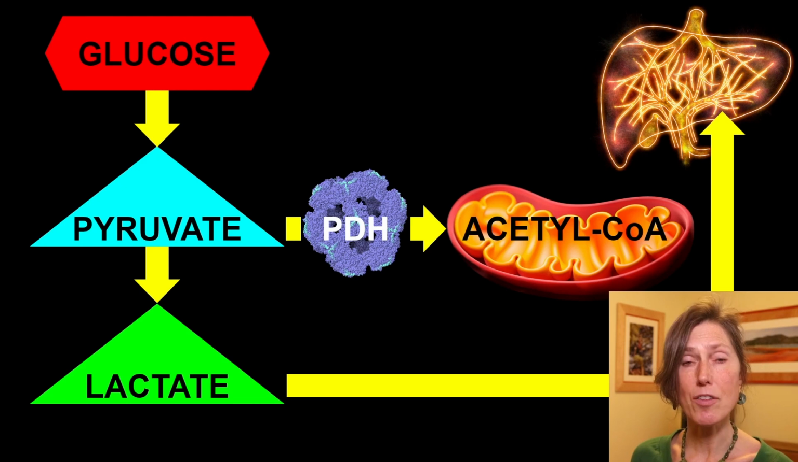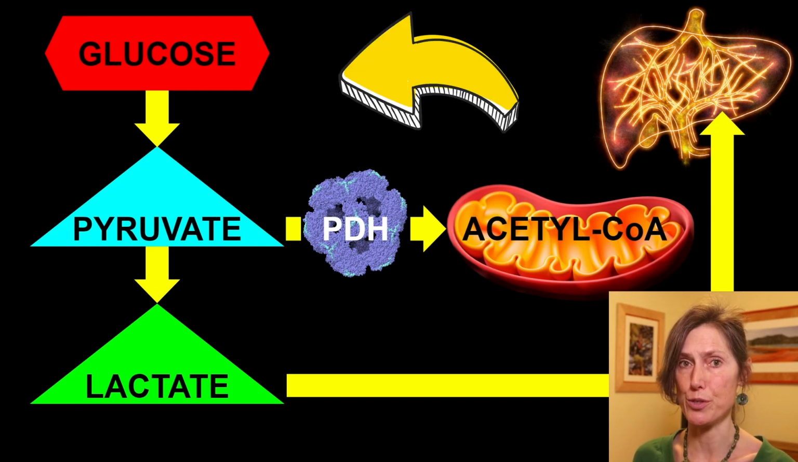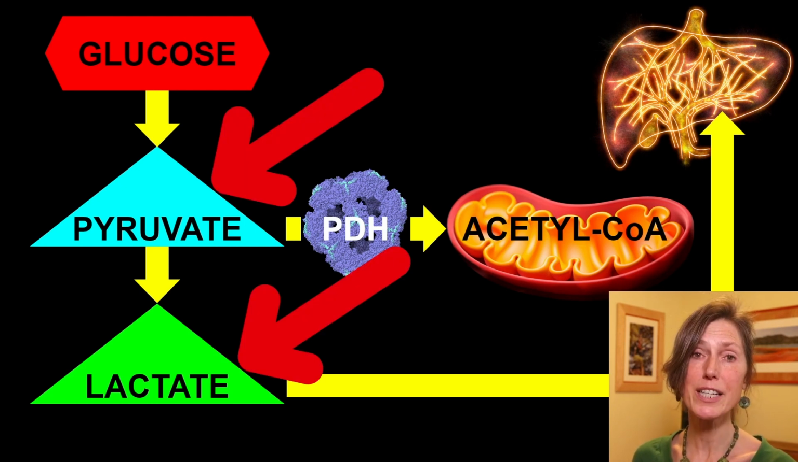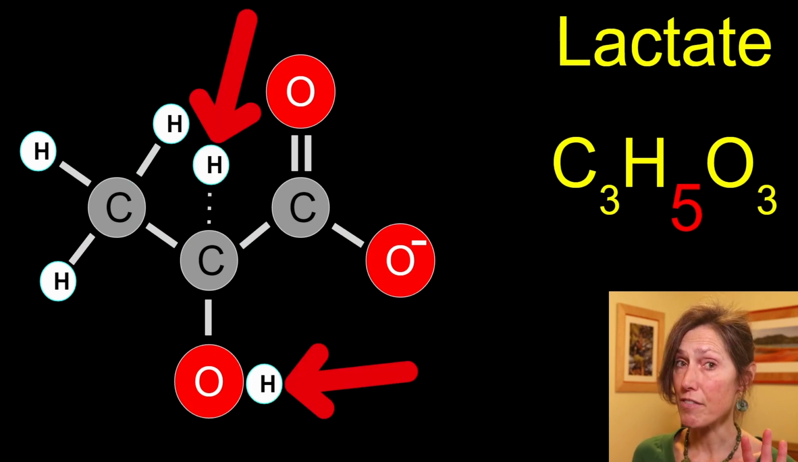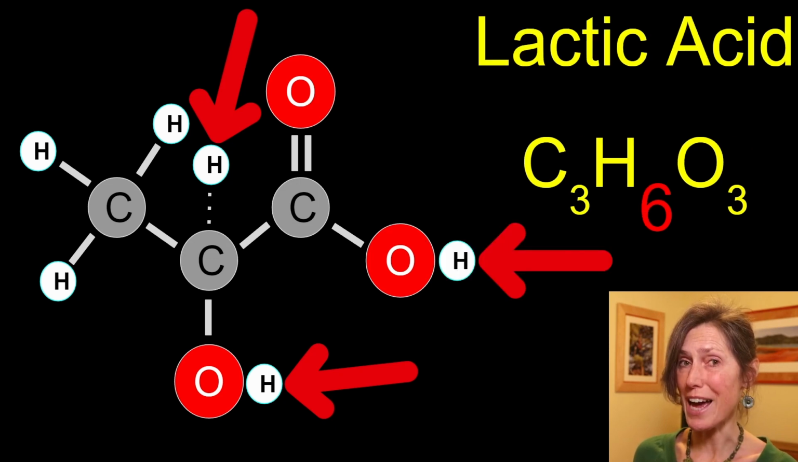And excess lactate then leaves the cell, goes into the bloodstream, and is transported to the liver, where through a so-called Cori cycle it is converted back into glucose. But let's focus on the pyruvate and the lactate molecules. Pyruvate is C3H3O3. Lactate has 5 hydrogen atoms instead of 3, and the additional 2 are attached to the central carbon atom. Just to compare this to lactic acid, which has 6 hydrogen atoms total. The additional hydrogen atom is part of the carboxylic acid group.